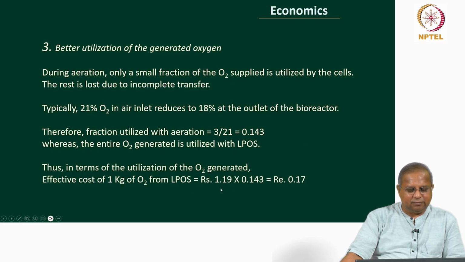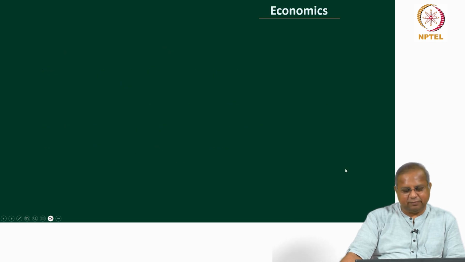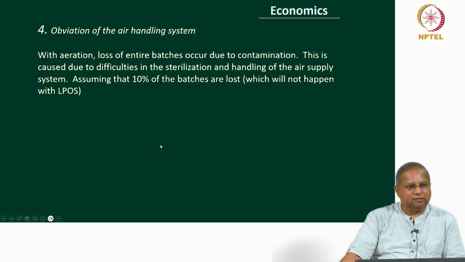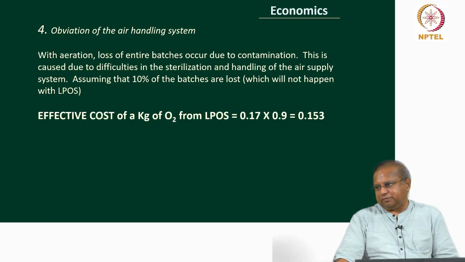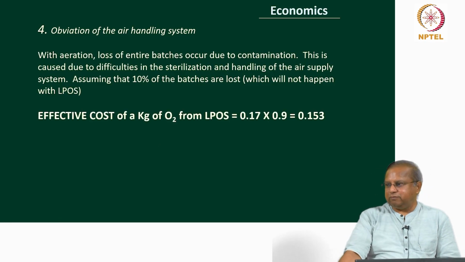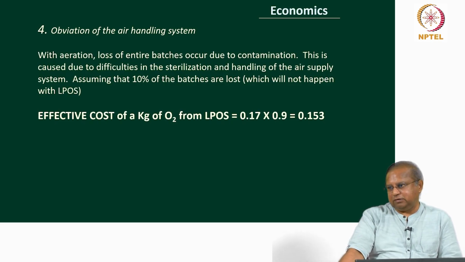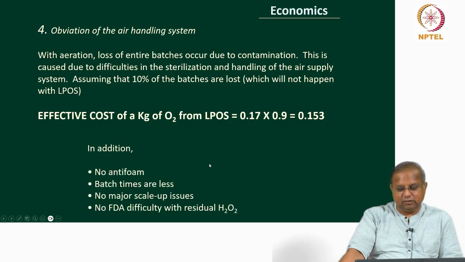Sorry, 3 by 21 is 0.143, the cost comes down to 17 paise. And then air handling system not being required, you don't need an air system at all, and it comes to 15 paise. So, even then at that time it was 15 paise versus 2 rupees. It was economically advantageous, significantly advantageous.